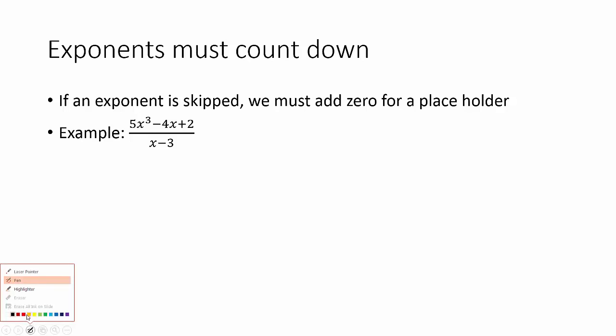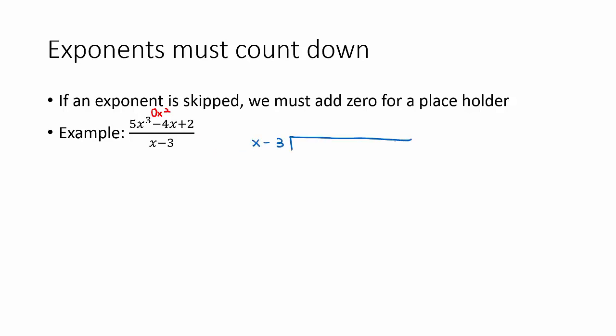We do need to be careful of one potential trap, though, and that's if an exponent is skipped, we must add 0 for a placeholder, because every term needs to be accounted for. And you'll notice in this example, 5x cubed minus 4x plus 2, the x squared term is missing. So when we set it up, we're going to set it up with 0x squared to hold the place value. That's going to be the most common error on the test, is students will forget to hold the place value with that 0x squared. So now it counts down 3, 2, 1, 0 x's.